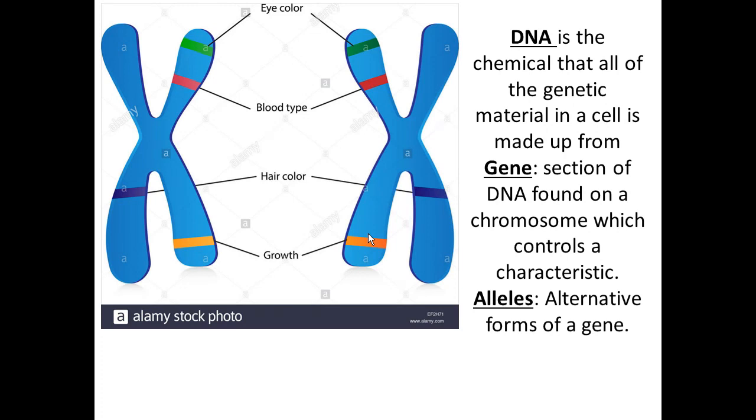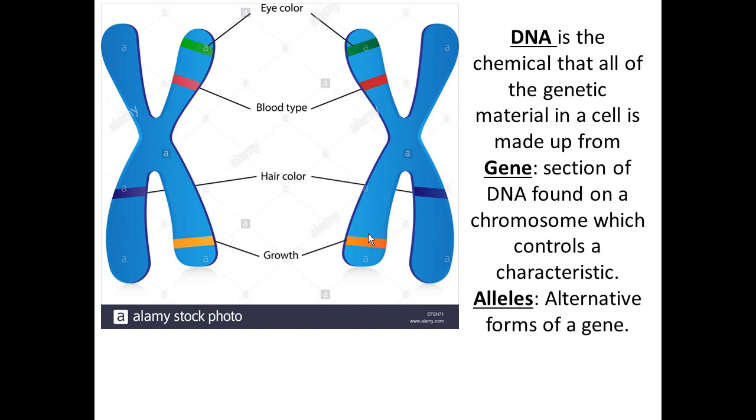For each gene, you can have alternative forms. For example, eye color. You have the gene for eye color, but you can have alternative forms because you can have brown eyes, blue eyes, or green eyes. All the alternative forms of the genes are called alleles.